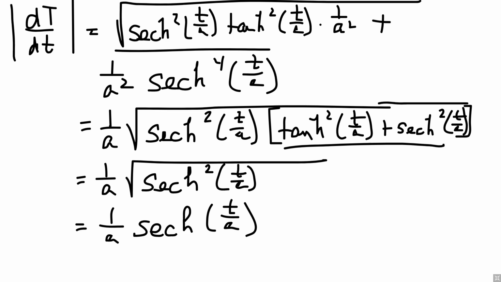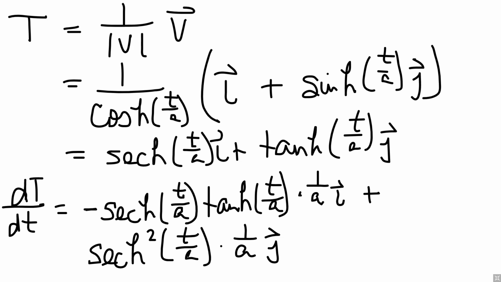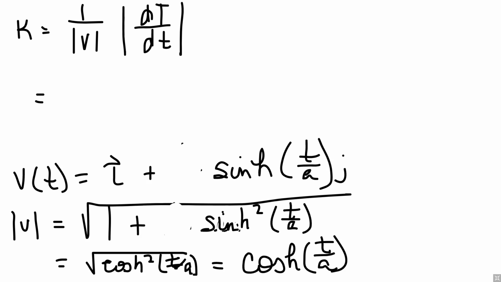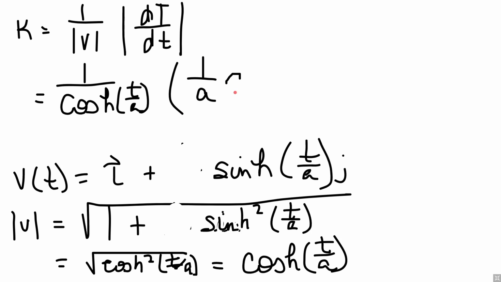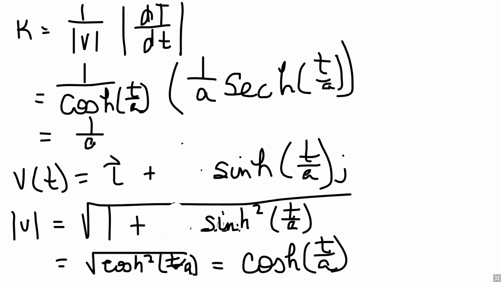Any questions? So if I plug that in, we're going to have 1 over cosine hyperbolic of t over a, and then we're going to multiply that by 1 over a secant hyperbolic of t over a, and that should give us 1 over a hyperbolic secant squared of t over a, which is what I think I have. Yeah. Okay. Any other questions?